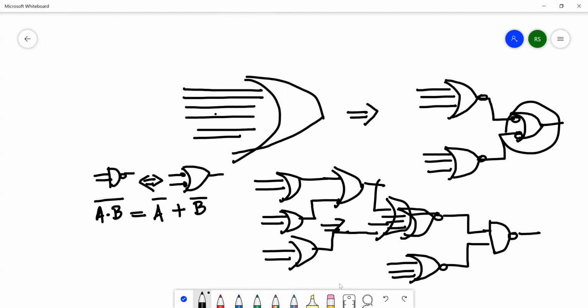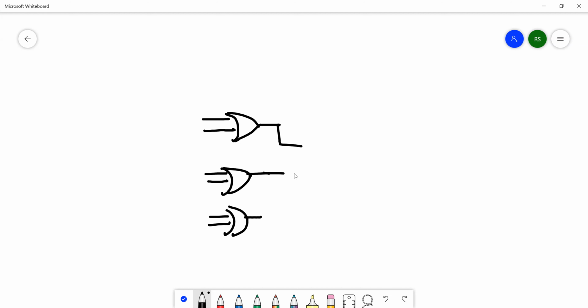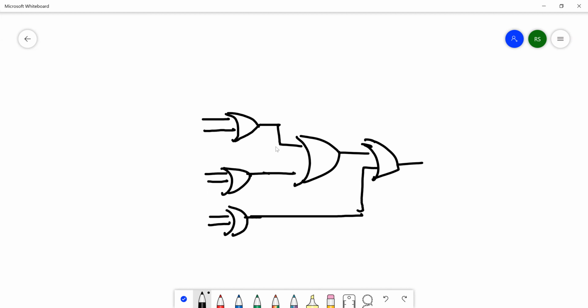Okay, so in this case, you will be stuck. So I'll just clear the screen and do it again. Suppose you convert it in a different way, which is not wrong, but you will not be able to do this bubble pushing exactly. So if you do it like this, and then here you combine it. So basically, if you use 3 stages of logic, you will be able to do the bubble pushing here.